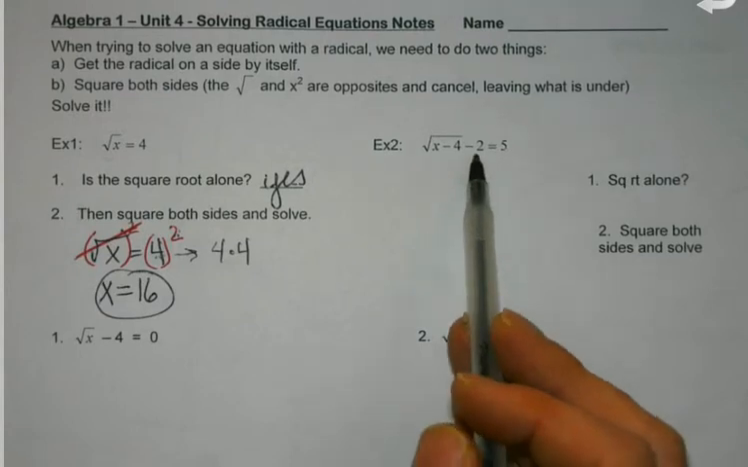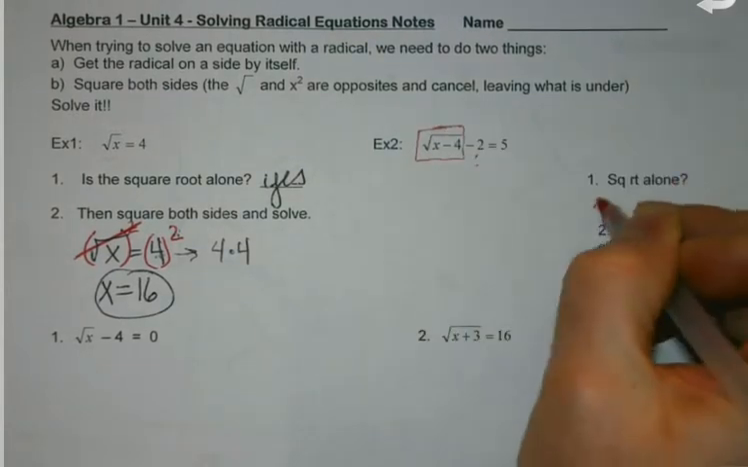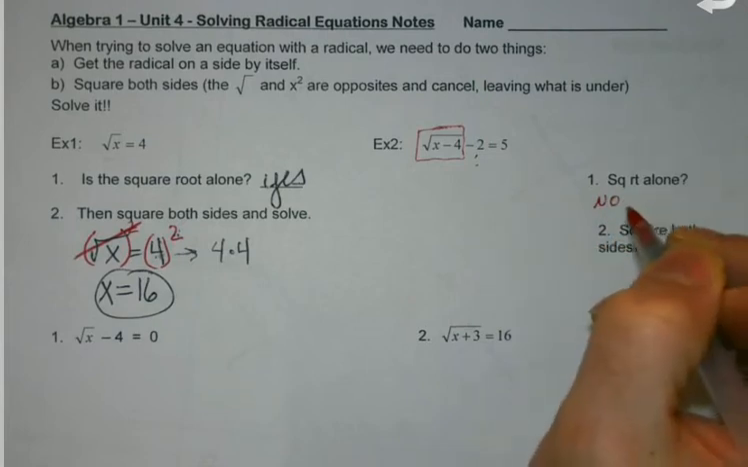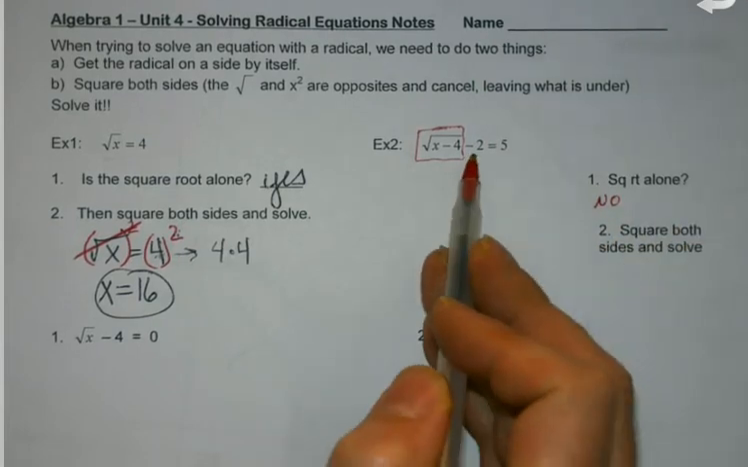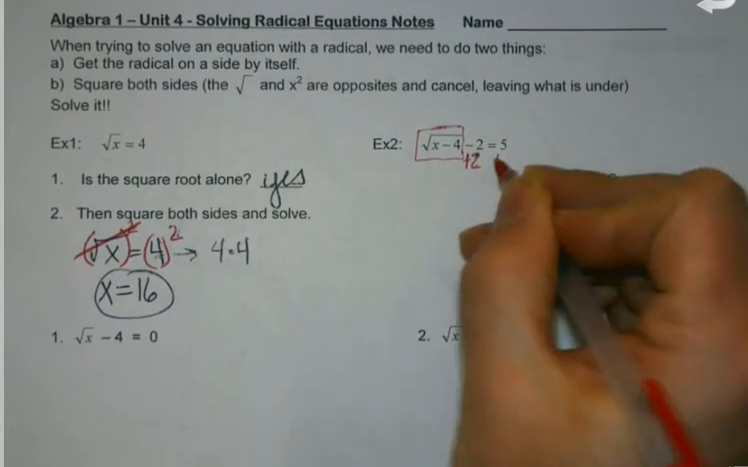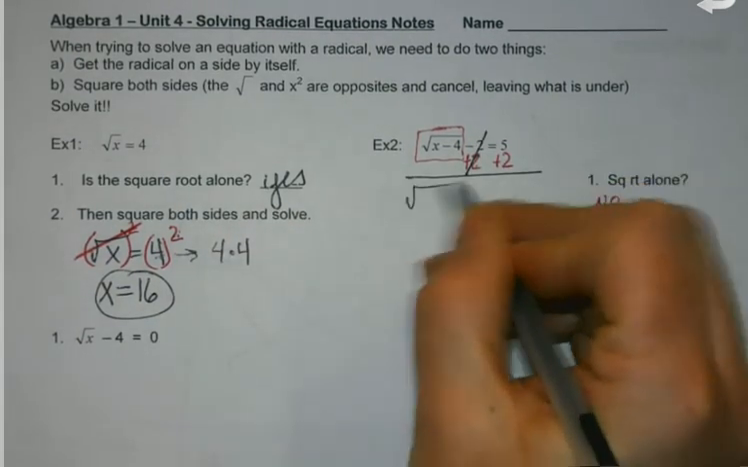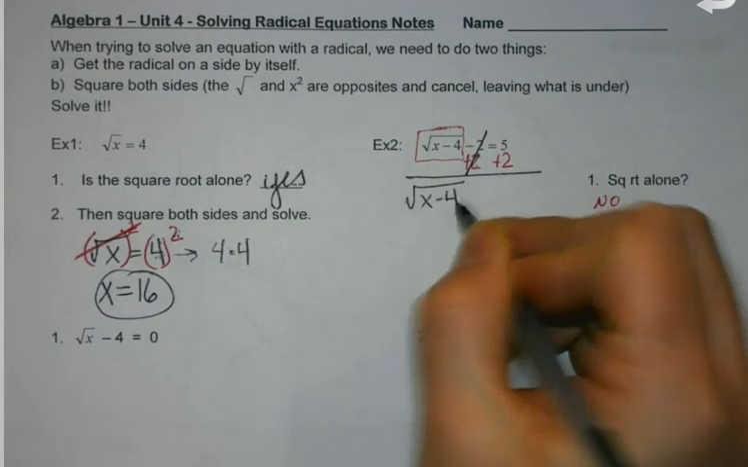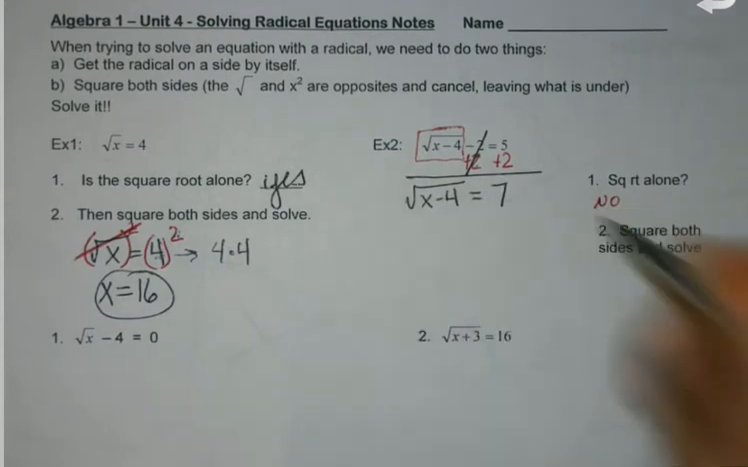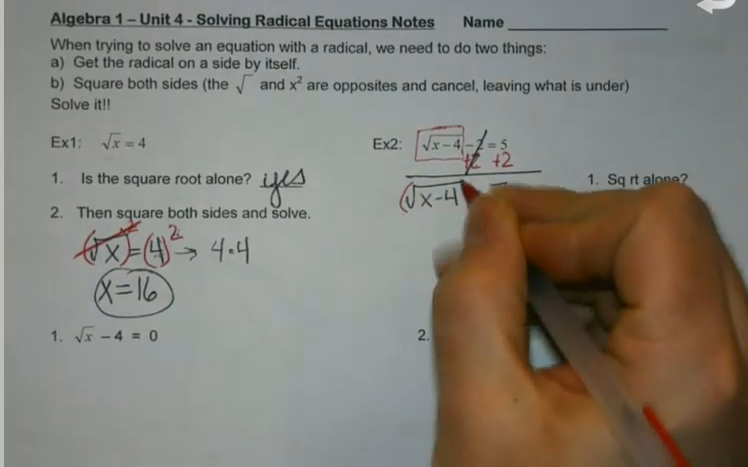So in this case here, is my square root alone? Not yet. What one thing do I need to do to get that minus 2 out of there? Okay, just add the 2. Because I always have to have that square root by itself first. Once it's alone on a side by itself, that's when I can use squared to get rid of it.